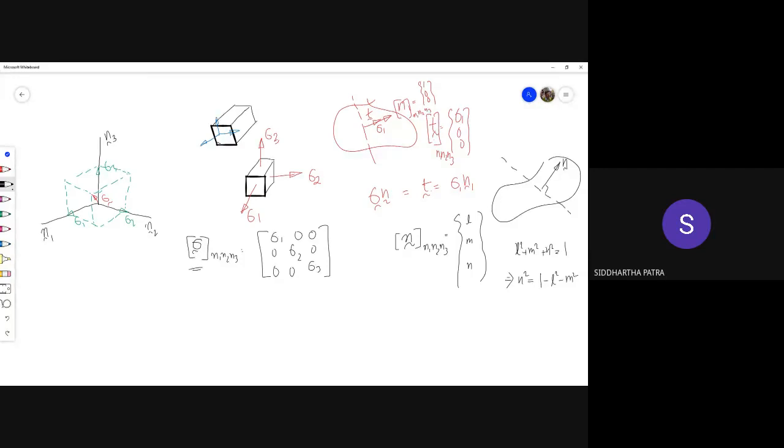Okay. Let's see. So the next thing that you do is, the next part is we will try to evaluate the traction. Okay. So since you have done this, can you tell me what would be the expression for the traction in the n1, n2, and n3 coordinate system? The traction simply is sigma times n.